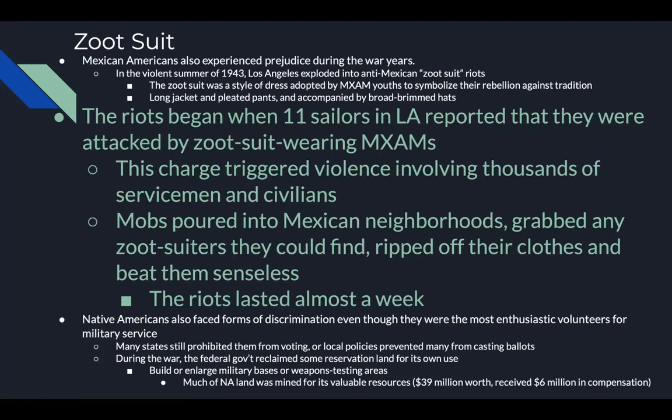This charge triggered violence involving thousands of servicemen and civilians. Mobs poured into Mexican neighborhoods, grabbed any zoot suiters they could find, ripped off their clothes and beat them senseless. These riots lasted a week.